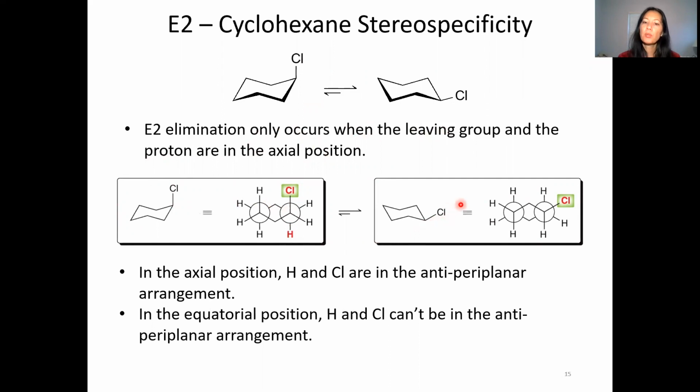When the chlorine is equatorial, this is off to the side. You cannot have a hydrogen here, a carbon's here. So you cannot get a hydrogen antiperiplanar. That's why the equatorial halide will not undergo the E2 elimination. So what we're going to do is look to see with some substrates, can you get the leaving group and H antiperiplanar? If you can, you could do the elimination.